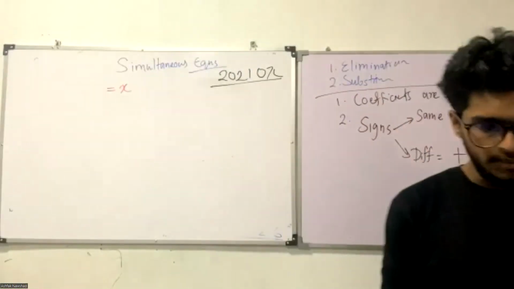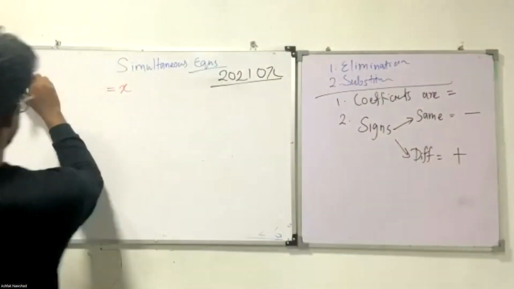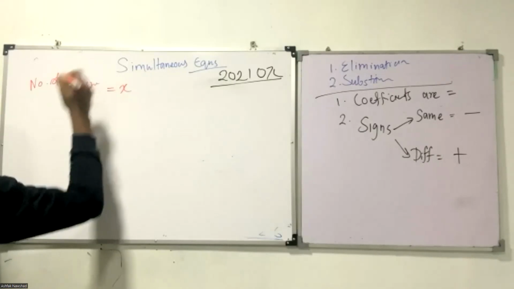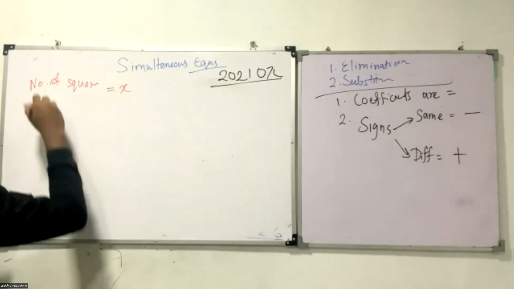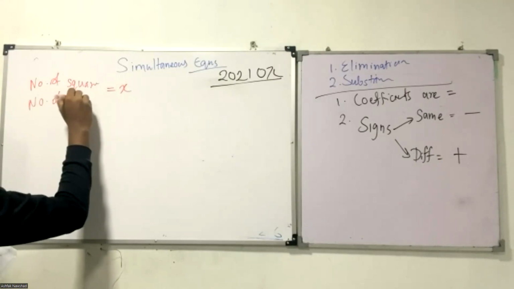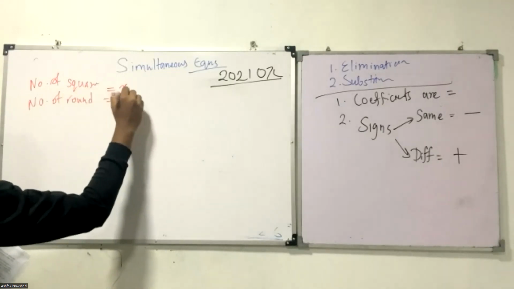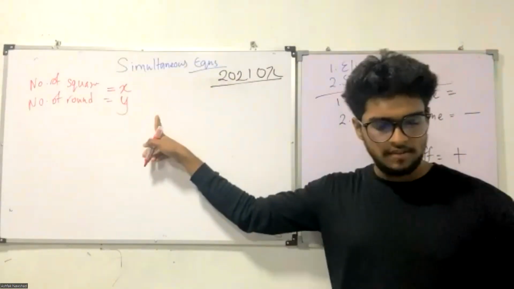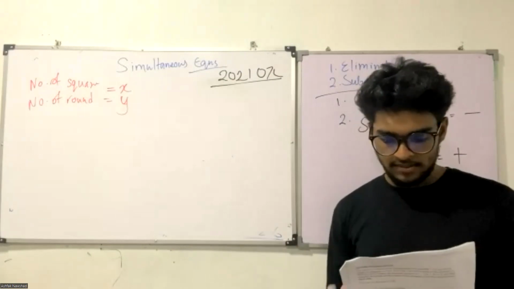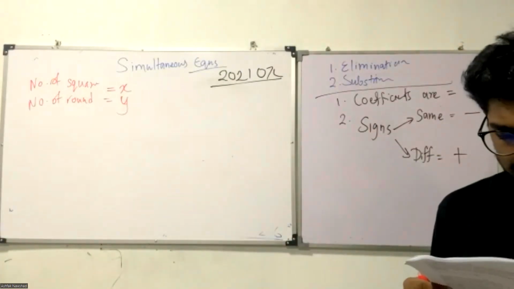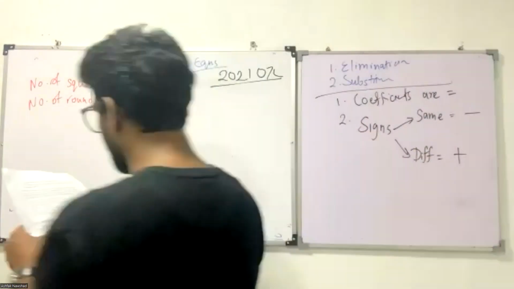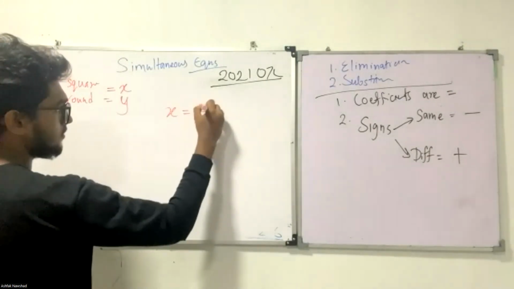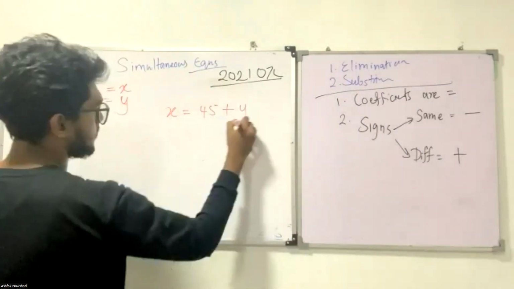Number of square tables. So number of square tables is x. And then y is number of round tables. Right, now this is clear. This is given in the question itself. And now they are saying the number of square tables is 45 more than the number of round tables.